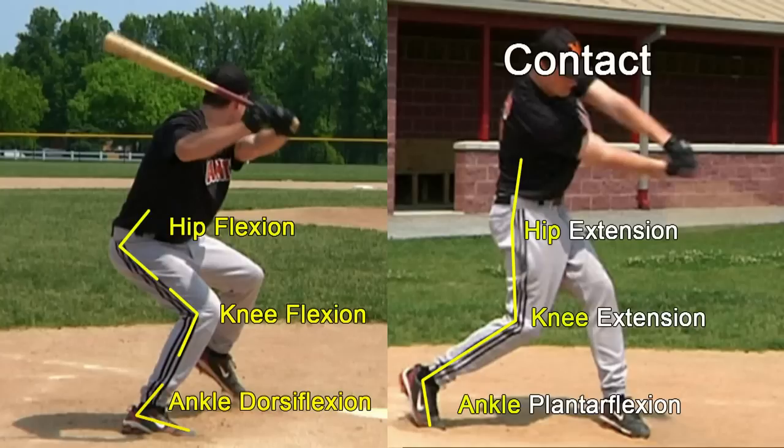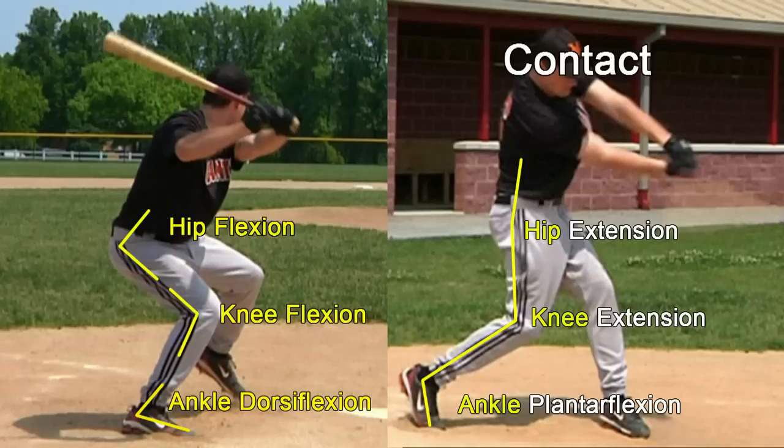At contact, we see now that the right hip has extended from its starting position, and you can see this just by comparing the angles at the hip in both pictures. The right knee has also extended a little from its starting position, and the right ankle has plantar flexed from its starting position.